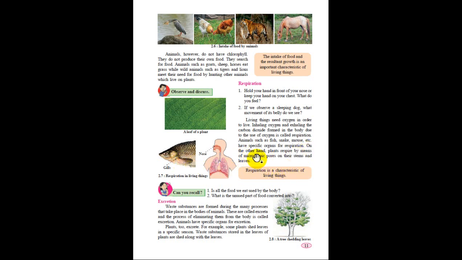On the other hand, plants respire by means of microscopic pores on their stems and leaves. Now, what about plants? Plants don't have lungs, don't have gills, and don't have any other organ for respiration.